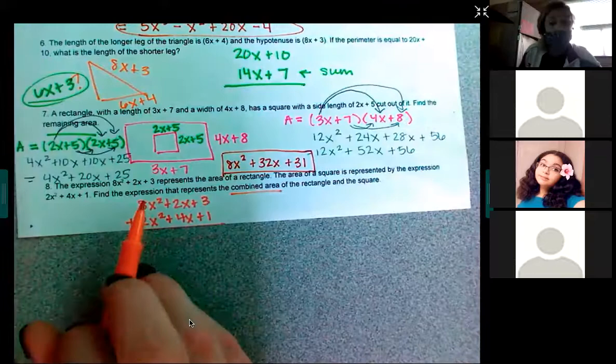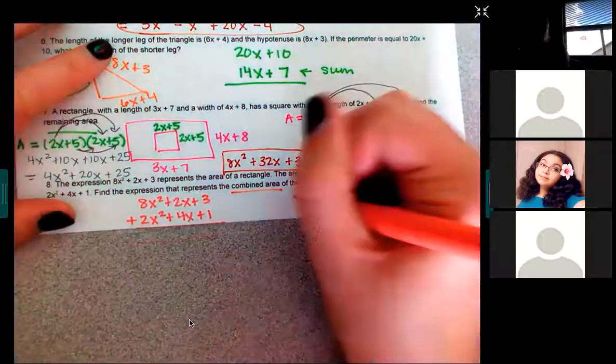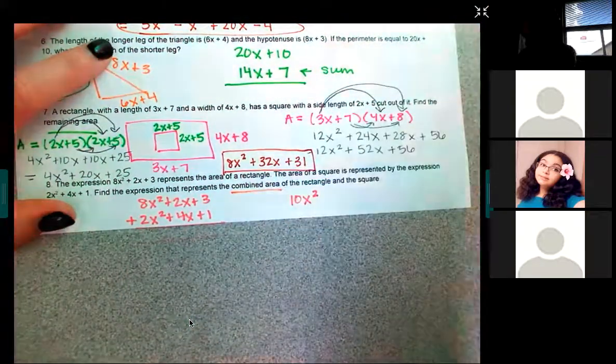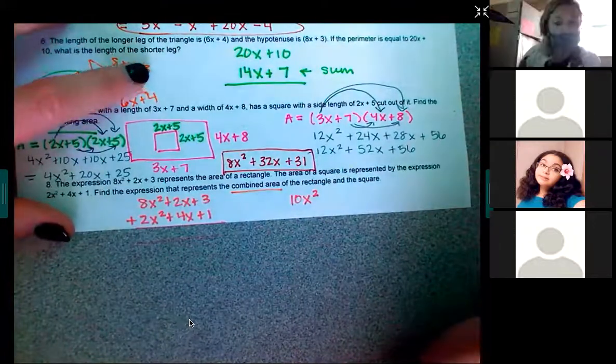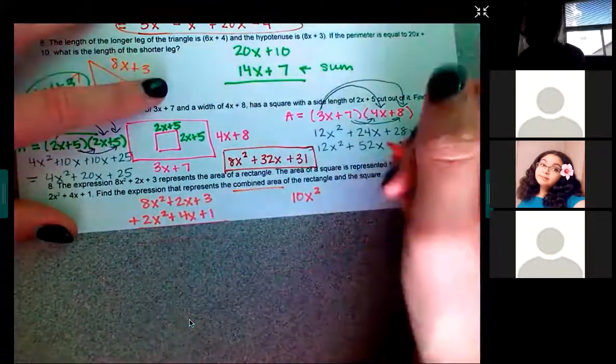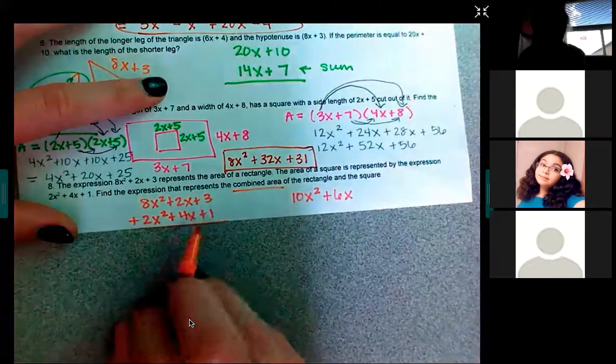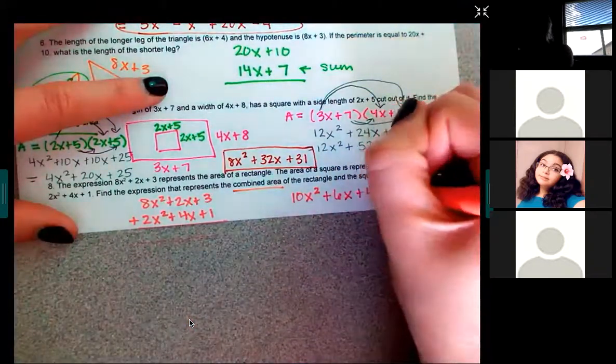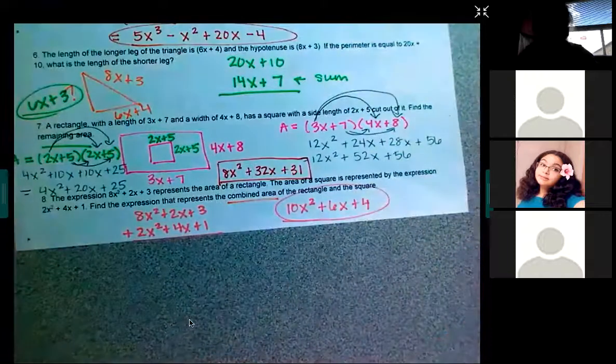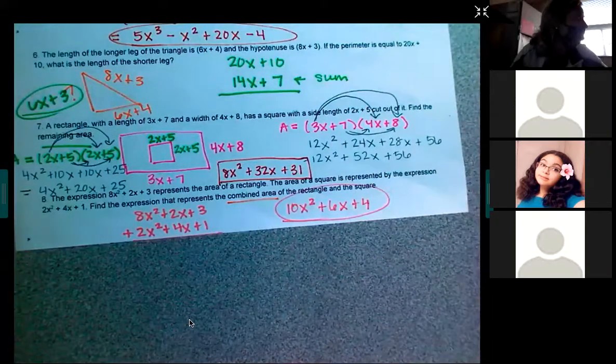So if I add these, what's 8 plus 2? 10x squared. Make sure you don't touch the exponent because we're just adding. What's 2x plus 4x? 6x. Make sure you're adding. And 3 plus 1 is? That's all you have to do for this one, y'all, and that's on your test. Please don't miss that on the test. I'll be very upset.